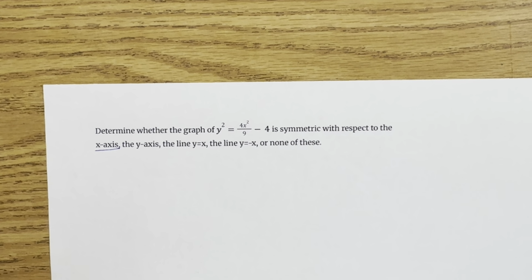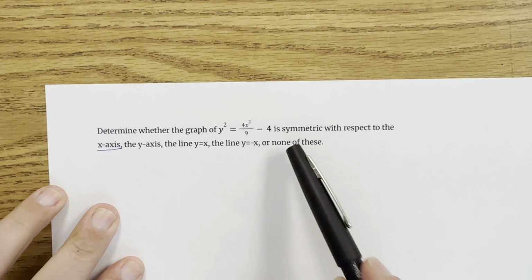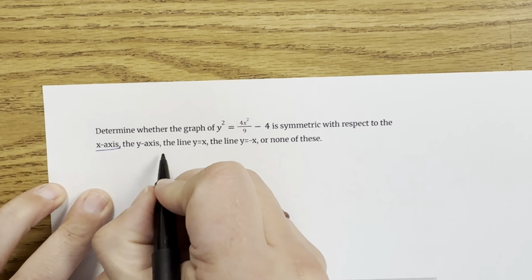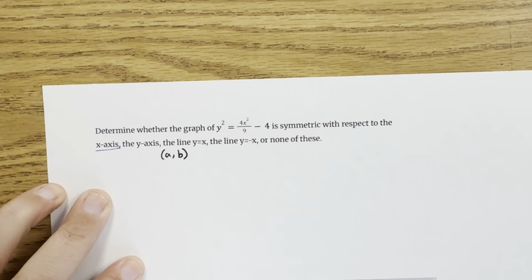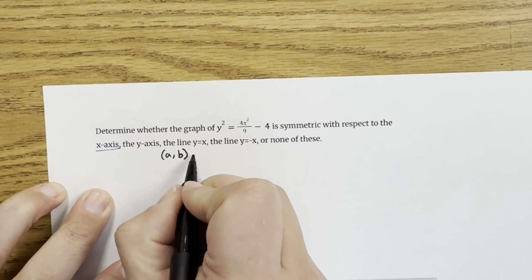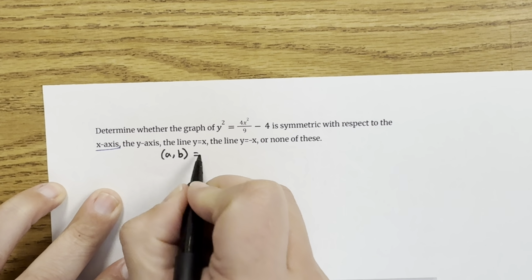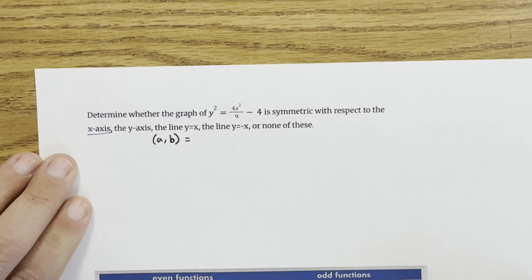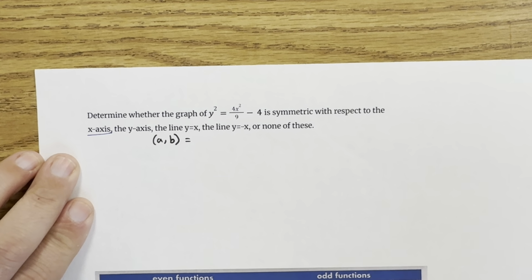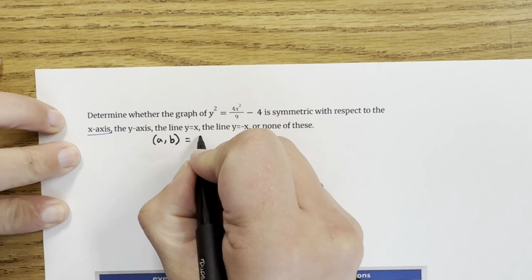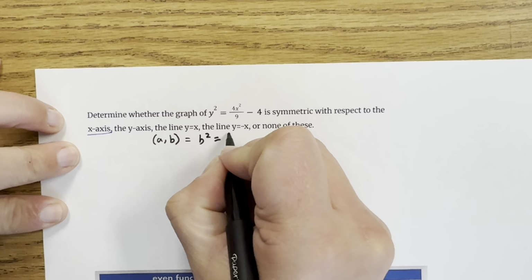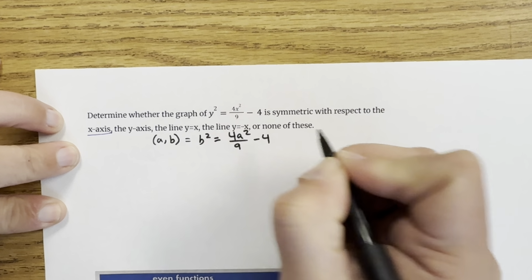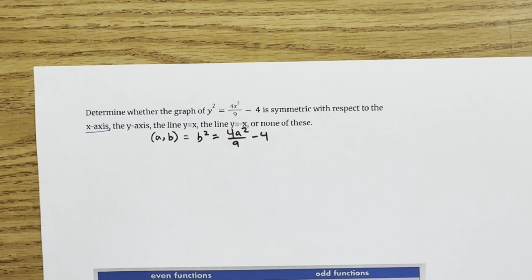All of these tests, plug in (a, b) as our first part of our test. So I'm going to plug in (a, b) and see what that equals, because we're going to compare all of our tests to that. All right, so I would have b squared equals 4a squared over 9 plus 4. That's what happens when I plug in (a, b).